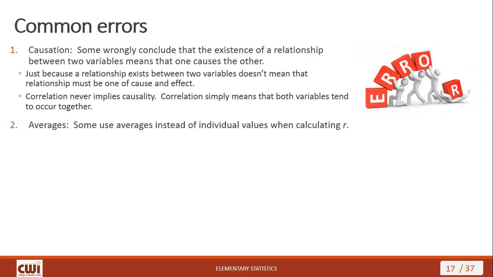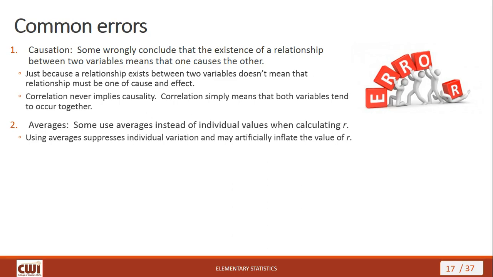Another common error that's made is the use of averages. Some use averages instead of individual values when calculating R. This is erroneous because of the way that R is calculated. Think about it. If we use averages, based on the way that we're calculating R according to that nasty long equation we looked at previously, what that ends up doing is suppressing individual variation, and it can artificially inflate the value of R. So you get a calculated value for R that's higher than what it really should be.